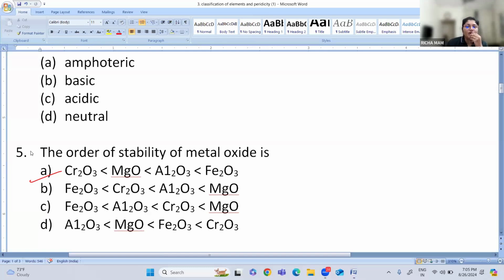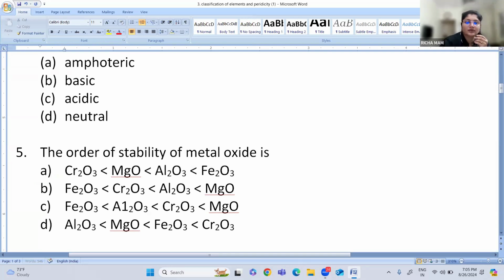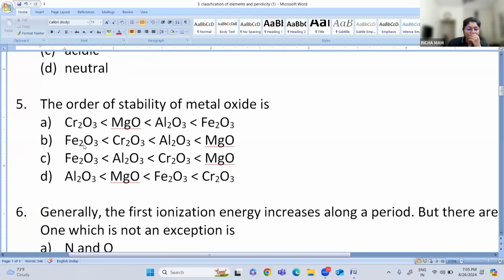The order of stability of metal oxide is. So what is the stability of metal oxide? Yes, so see, different metal oxides are given. Different metals are combining with oxygen and forming metal oxides. So you have to tell the correct order of stability. There are 4 options.